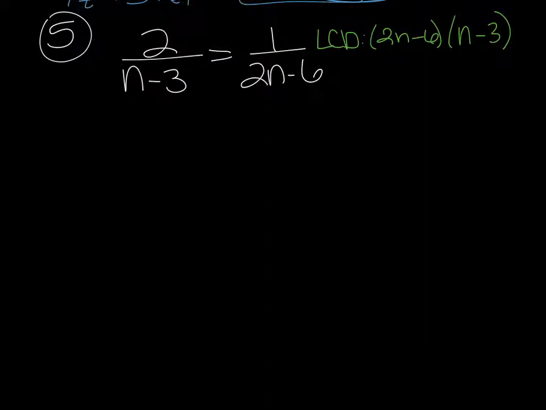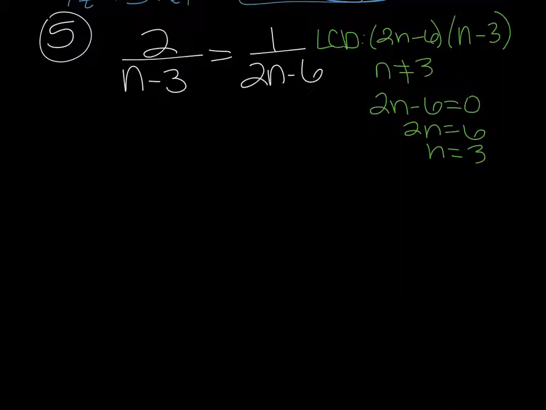Okay? Now I need to state any restriction. So this time I have two denominators that I have to be careful with. So I'm going to check if n minus 3 equals 0, what would make that denominator 0? If n is what? 3. So I know n can't be 3. For 2n minus 6, maybe I'm not quite sure, so if I set it equal to 0, if 2n minus 6 equals 0, then that means n would have to be 3. So I really have the same restriction, okay? So I just know that whatever I solve for, n cannot be 3, okay?